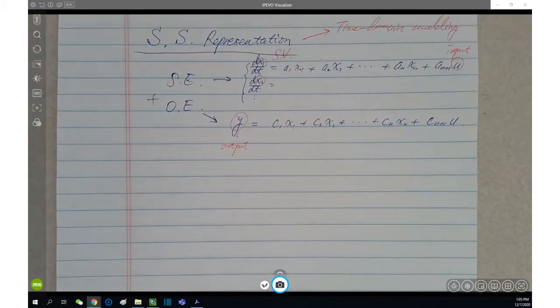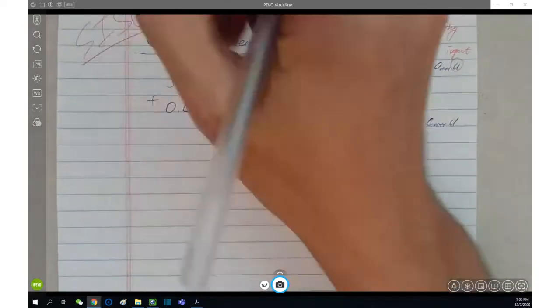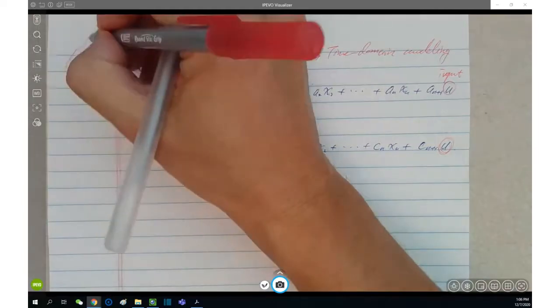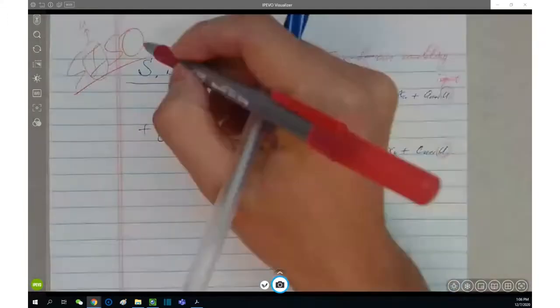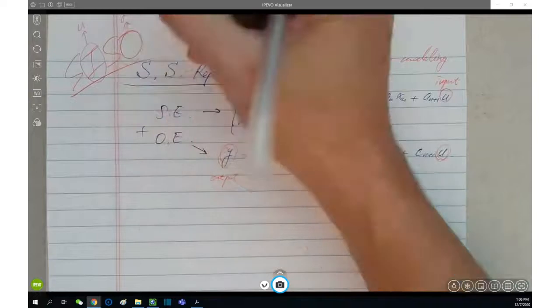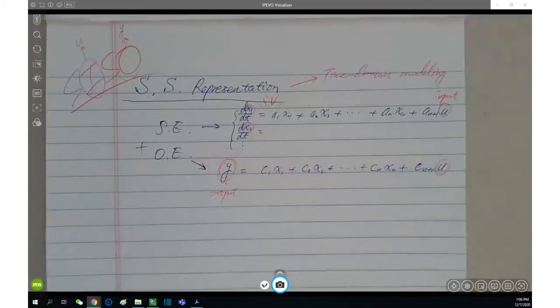One output equation. Why one? Because we are studying what? Single input, single output system, SISO. The single input is reflected by what? Single input U. You see here, we don't have U1, U2, etc. Only one U, so single input. Single output, how can we tell that? Well, single output Y. We don't have Y1, Y2, etc. either. Single input, single output. Input is U, output is Y.